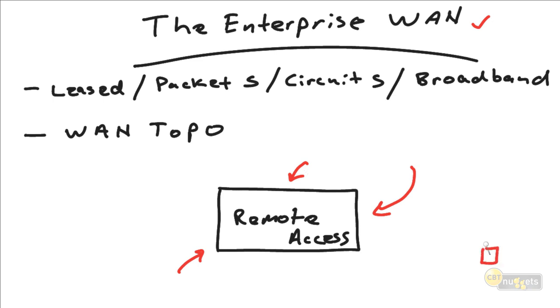And one of those will be remote access. How does someone working from home, right? How do they go ahead and access the WAN and the enterprise resources? So that remote access module is something that you're really going to focus on. Things that you want to do too when you're talking about the enterprise WAN is break things down into categories.